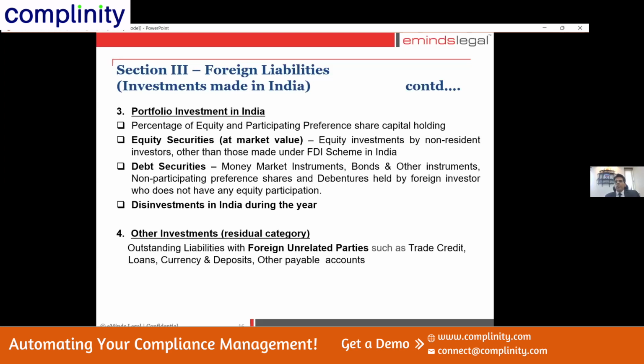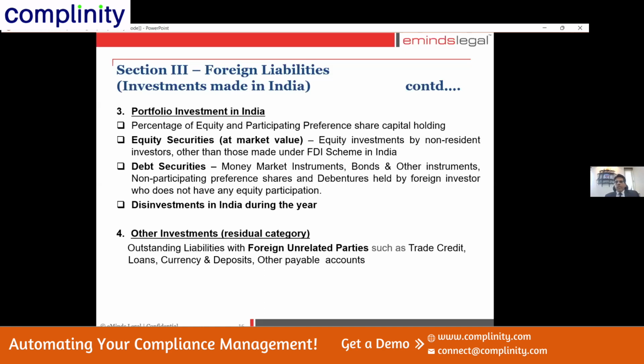Right. They have a preference over the equity shares as per Companies Act. So having a right in the surplus makes them participating or non-participating shares. Okay. So again, the disinvestments in India during the year, same as I mentioned in case of FDI, in case there is any disinvestment under portfolio investments also, we need to mention that.